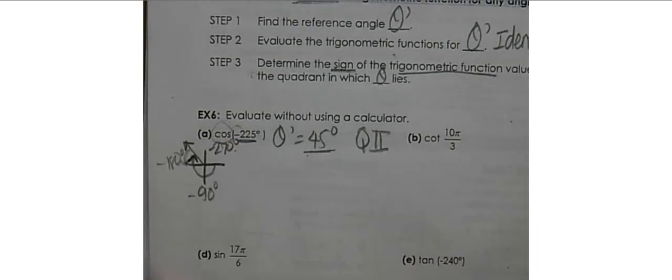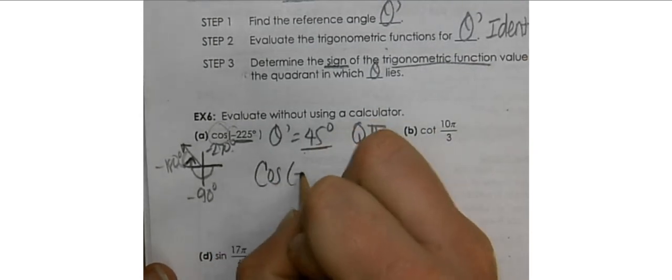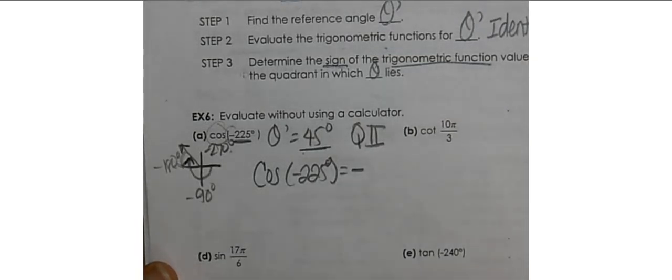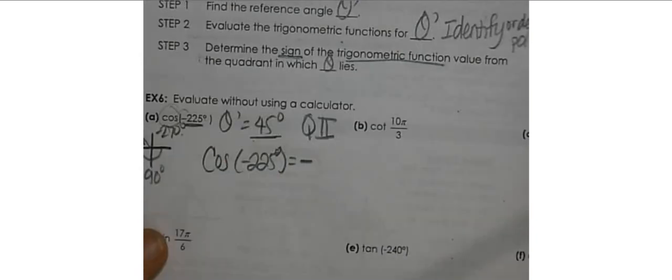And I want to find the cosine. So now I need to ask myself, what sign does cosine have in quadrant 2? In quadrant 2, only sine is positive, so that tells me that my answer is going to be negative. So the cosine of negative 225 degrees is going to be equal to a negative. Where's my 45 degree angle? For my 45 degree angle, cosine is square root of 2 over 2. My answer is negative square root of 2 over 2, and I am done. There's nothing more for me to do.